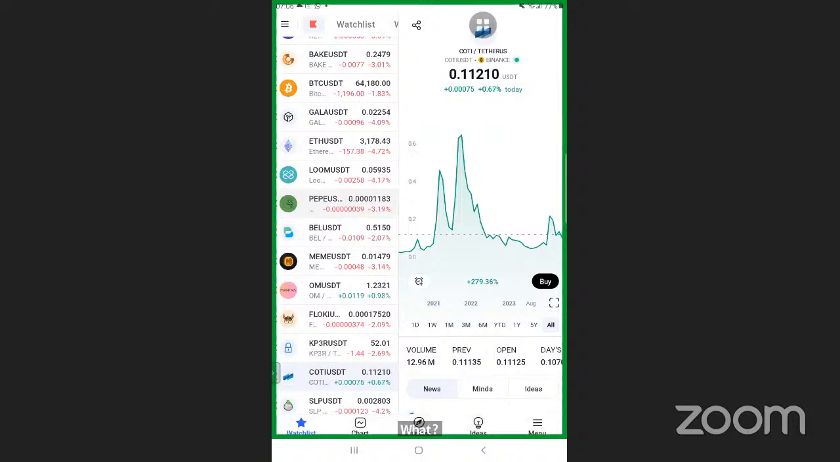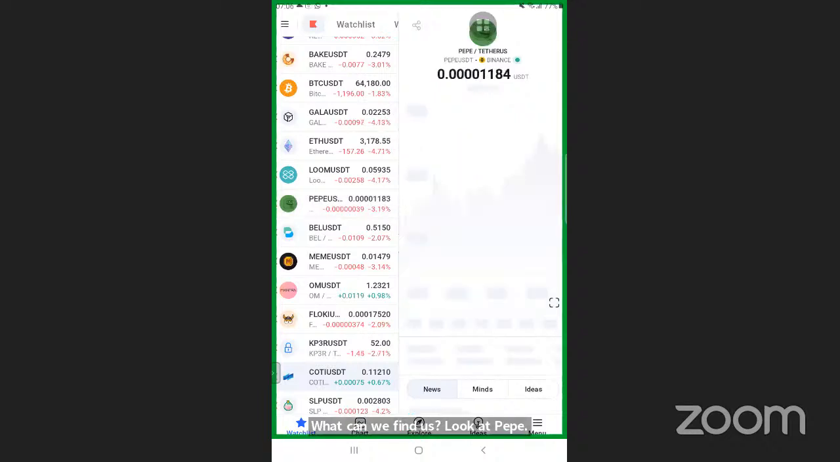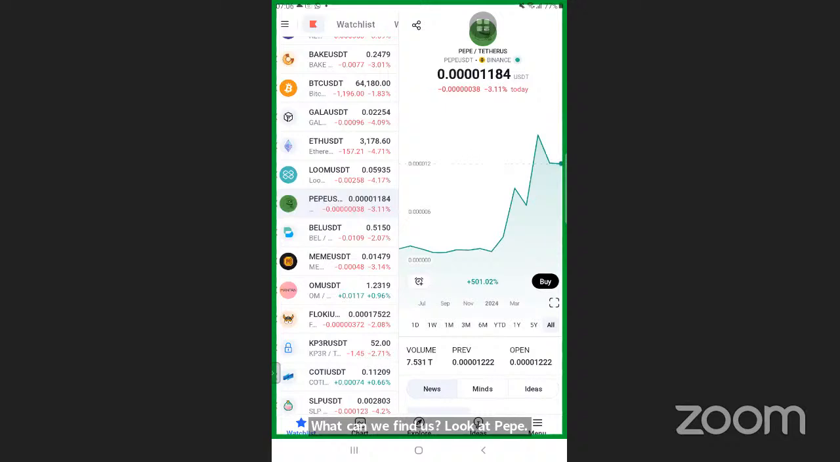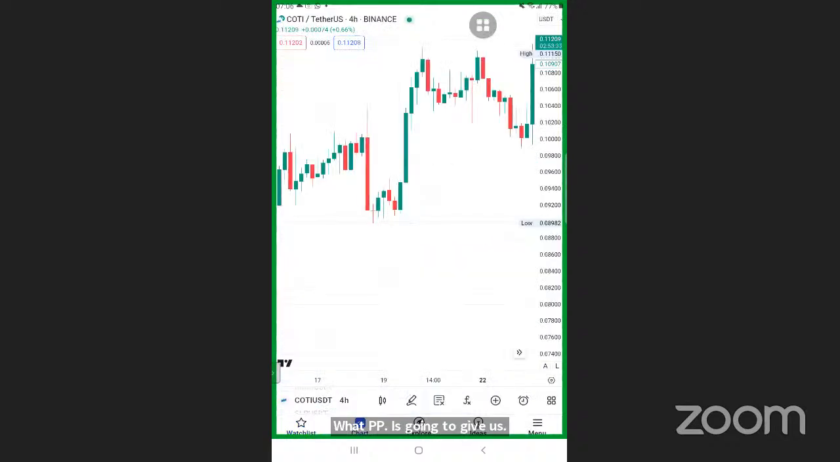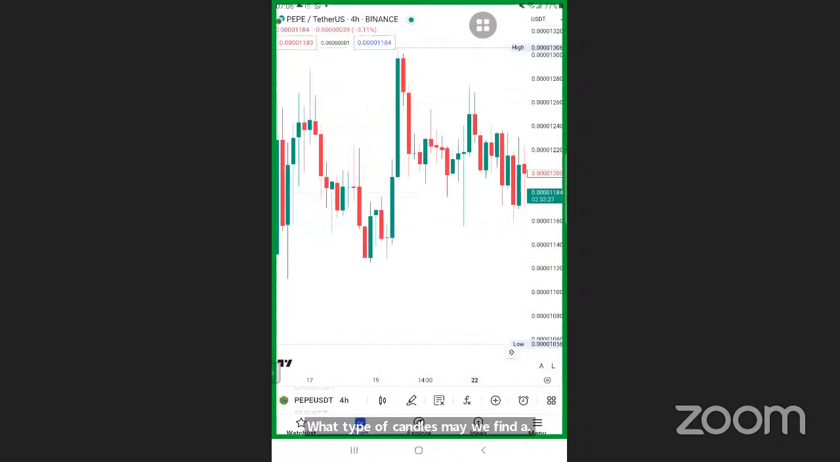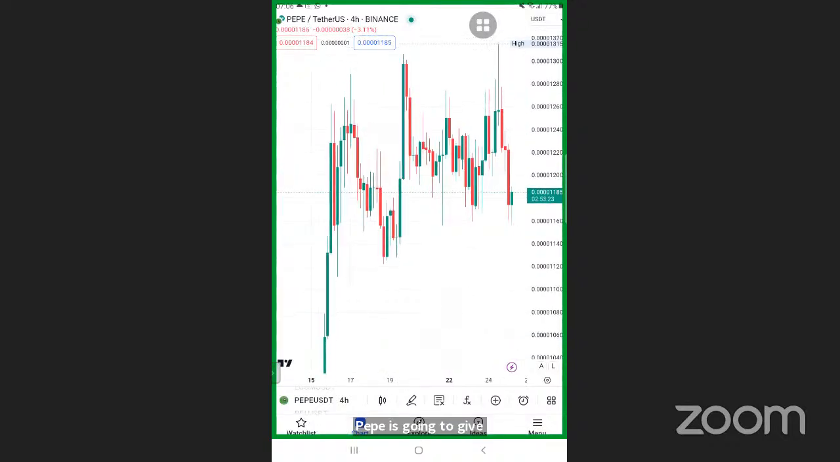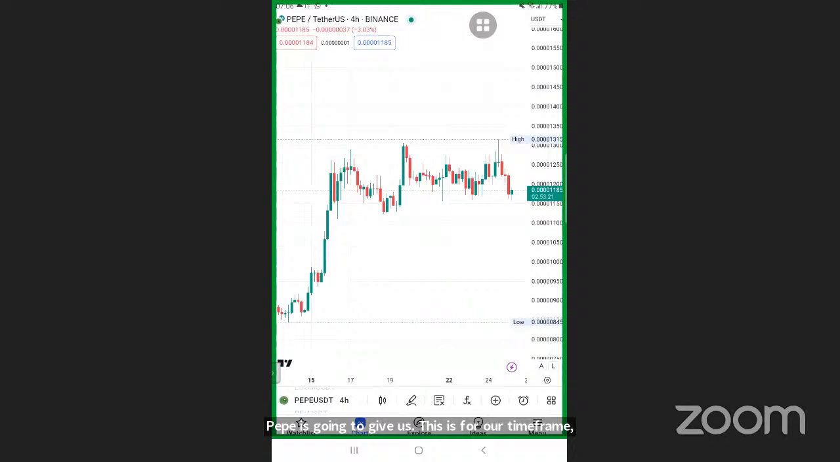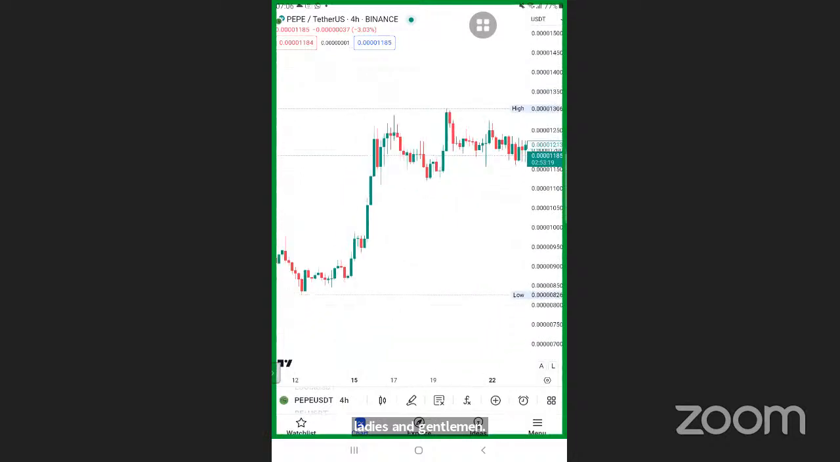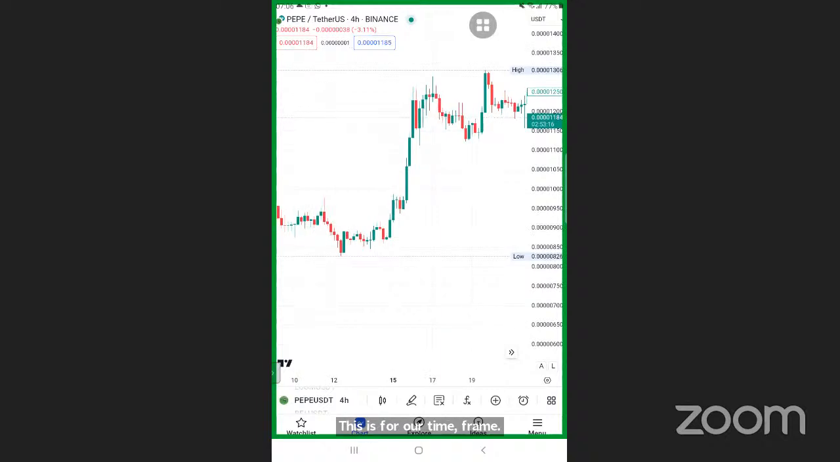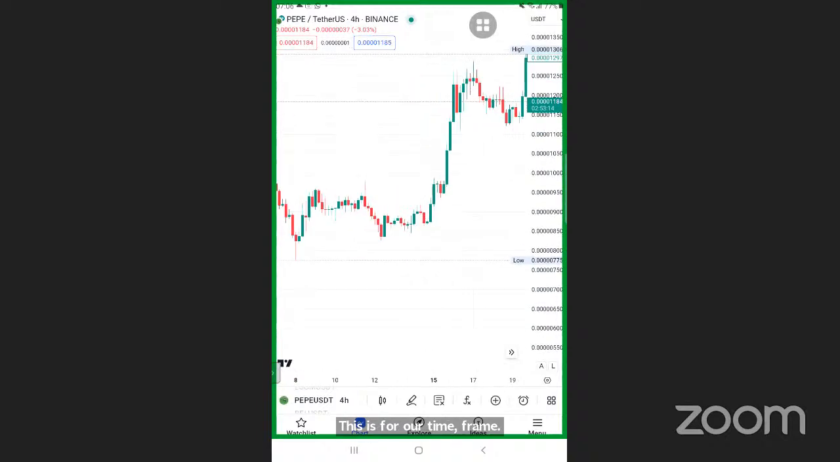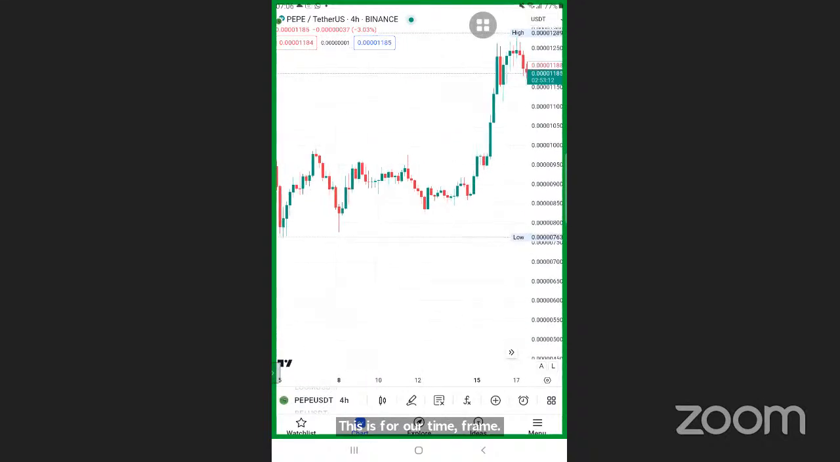Let us look at Pepe and see what Pepe is going to give us. What type of candles may we find? This is the 4-hour time frame, ladies and gentlemen.